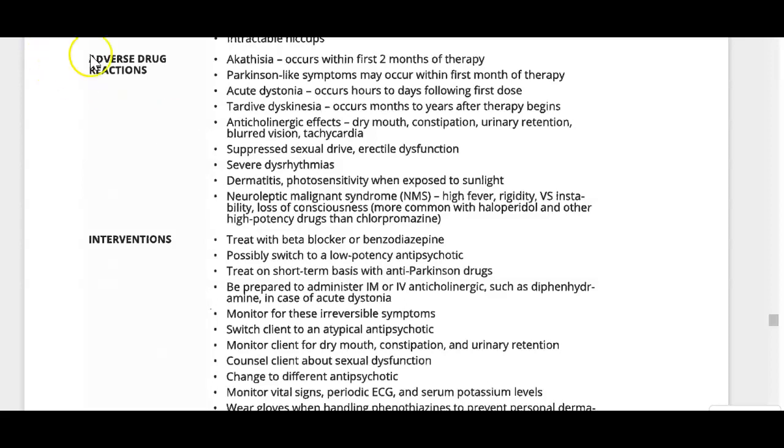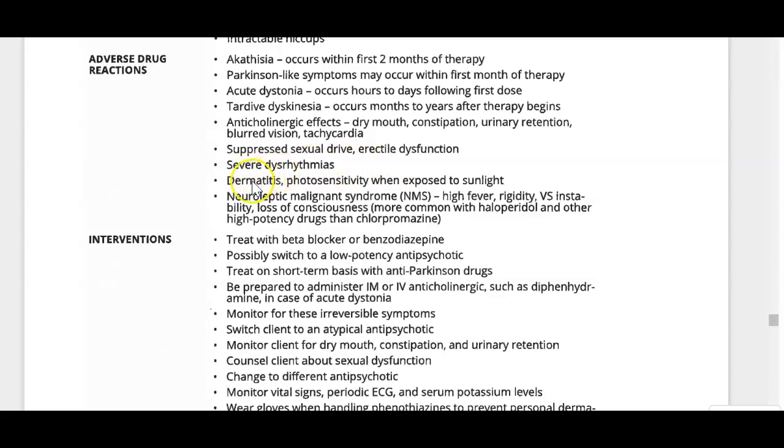Remember that antipsychotics work on an array of receptors in the brain, all kinds of different receptors, and one of their effects can be an anticholinergic effect, and that causes dry mouth, constipation, urinary retention, blurred vision, and tachycardia. This medication can also suppress sexual drive and cause erectile dysfunction. Again, you need to educate the patient on that to help increase compliance and so that they understand that it is a result of the medication, so that they don't think that something's wrong with them.